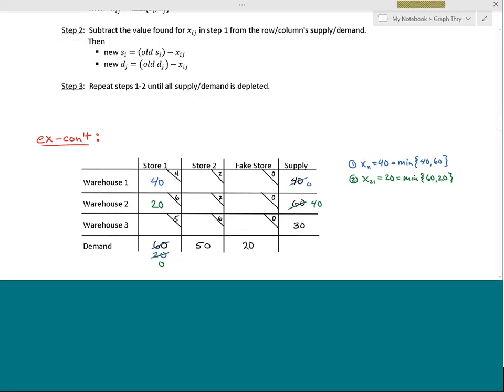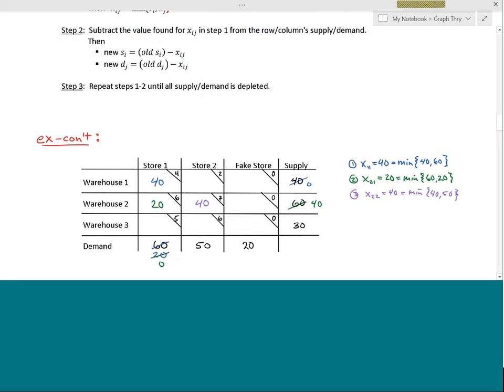Yep, so it would be the cell warehouse 2, store 2, or 2. So here we look at the supply left in warehouse 2 is 40. Demand of store 2 is still all 50. So what value should we put in that cell in location 22? Yep, we should totally put in 40 units, and that 40 came from the minimum value of 40 versus 50.